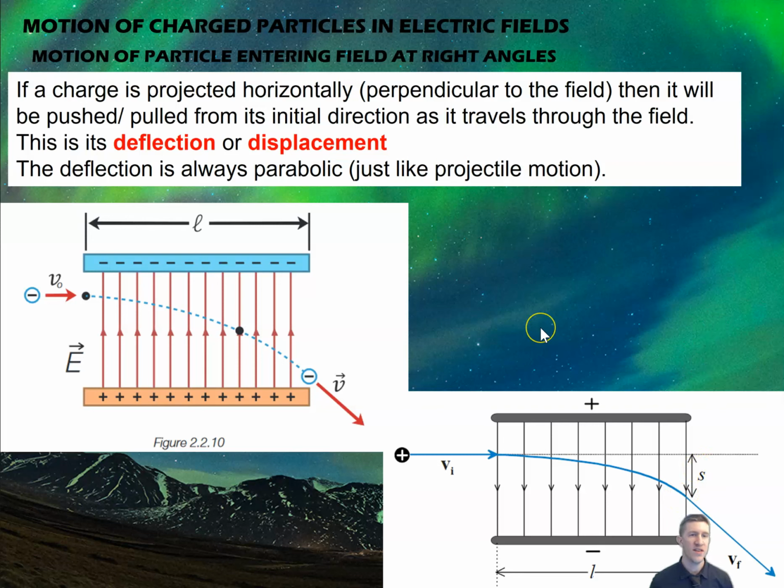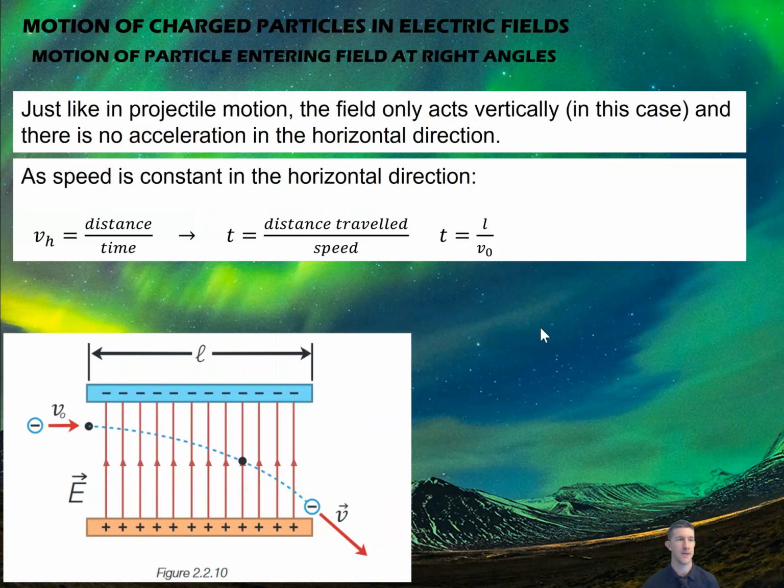It's the same thing. One thing to know is that just like in projectile motion, the path is always parabolic. So it's not just going to do this weird jagged straight line. It always creates a parabolic style path.